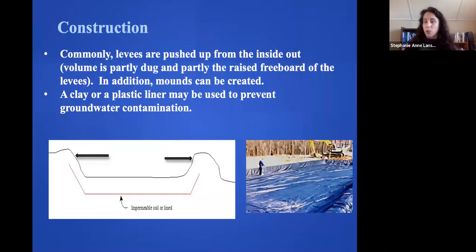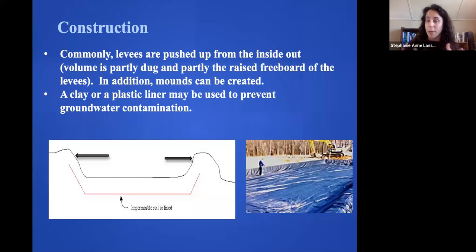So the first thing when you construct a subsurface wetland is you're going to need some sort of liner. The liner can be a clay liner, but if it's a clay liner, you need to ensure that the liner is kept wet because you don't want it drying out and cracking. Or you can use a plastic or geomembrane liner. Especially if you're treating wastewater, you don't want infiltration.